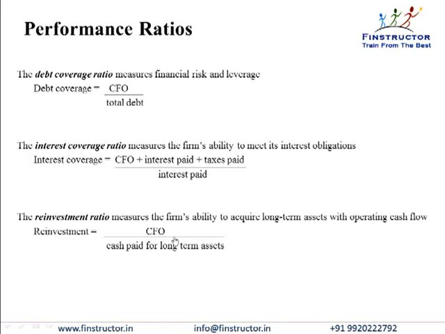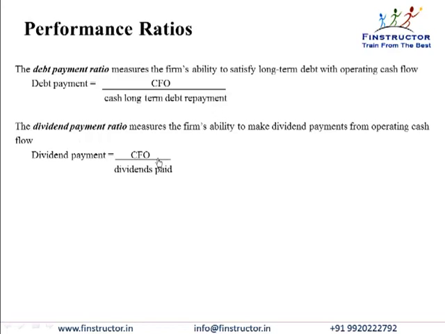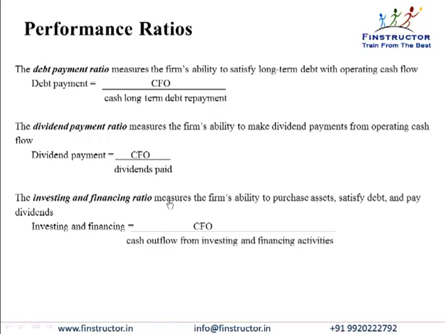Reinvestment ratio is the cash flow from operations upon the cash invested in long-term assets. Debt payment ratio is the CFO upon long-term debt repayment. Dividend payment ratio is the cash flow from operations upon the dividends paid. Investing and financing ratio tells me the cash flow from operations as against the cash outflow from investing and financing activities. So again, you don't have to remember these ratios, but just be aware that cash flows need to be analyzed as extensively as the income statement and balance sheet items.